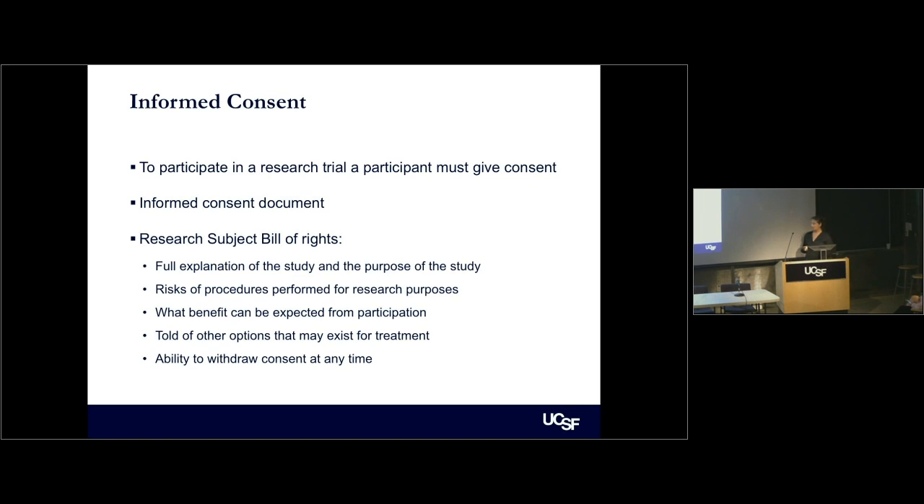Along with the informed consent document, we have the Research Subject Bill of Rights. So here in California, we have a complete other document that outlines your rights as a research subject. And importantly, it says that you have the right to a full explanation of the study and the purpose of the study, that you have the right to know of the risks of the procedures performed for research purposes, that you have the right to know what benefit you can expect from your participation on trial. You have the right to be told of other options that may exist for your treatment. And of course, you have the ability to withdraw consent at any point during your time on the trial.